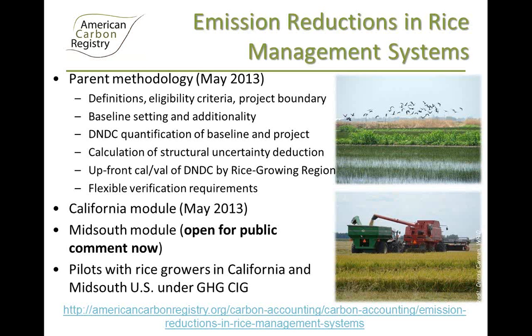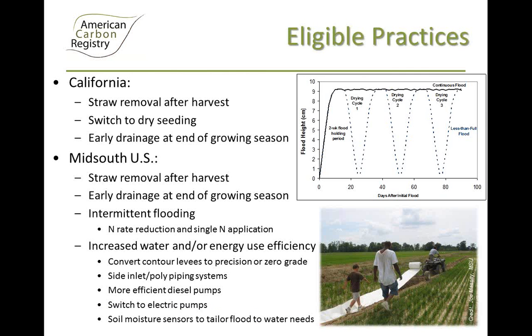And then the first additional module is for the Mid-South US, several states, which is actually right now out for public comment. And I have at the bottom of the screen a link for you where you can see the full parent methodology and California module, but you can also download the Mid-South module and comment on that for us, and we'd really encourage you to do so. Any stakeholders who are interested, give us comments on the Mid-South module. We'd really appreciate that. So this methodology is being piloted with rice growers in California and the Mid-South US under the Greenhouse Gas Conservation Innovation Grant, the second grant that Robert talked about.